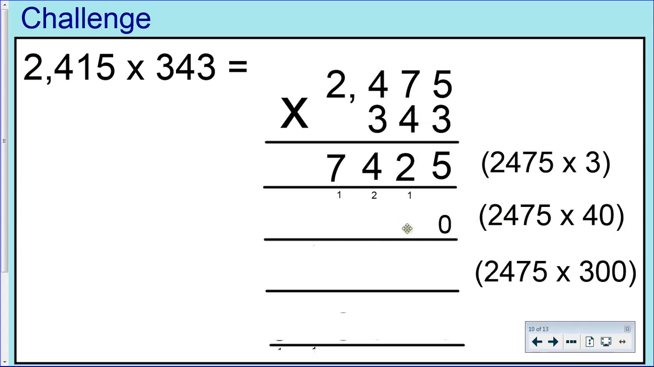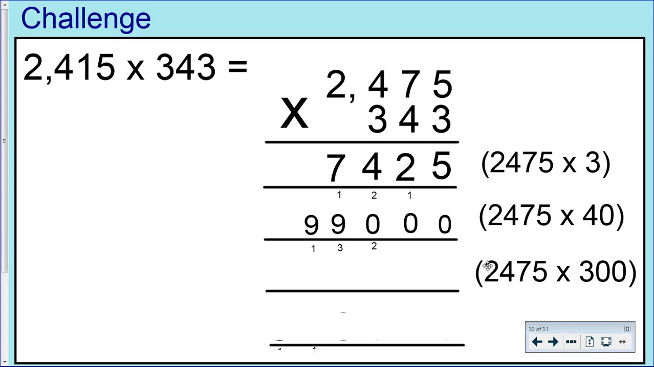4 times 5 is 20. Again, we can't put that two digits in the same place value column, so we're just going to exchange it up and pop it under the line. 4 times 7 is 28, add the 2 is 30. 4 times 4 is 16, add the 3 is 19. 4 times 2 is 8, add the 1, no it isn't. Oh no, it is, yeah, sorry, I'm getting myself all confused. 4 times 2 is 8, add the 1 is 9.